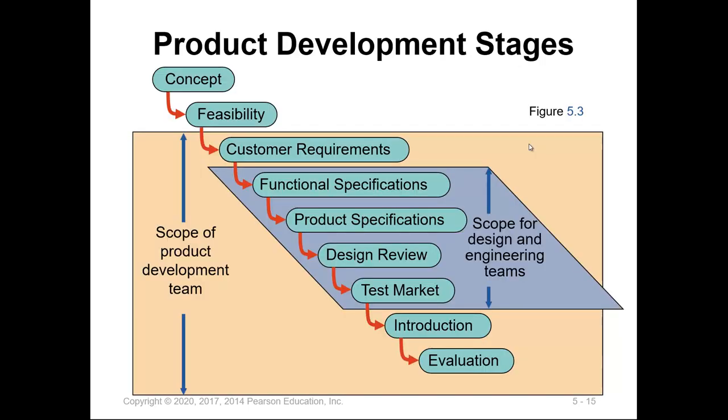This figure shows the product development process starting from the idea and ending up with the evaluation. It highlights the activities where the scope is product development and the activities where the scope is design and engineering.